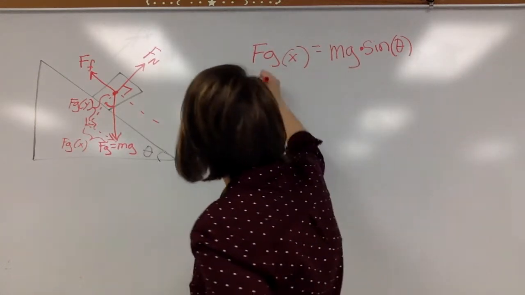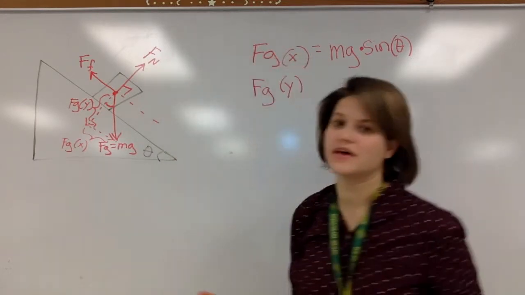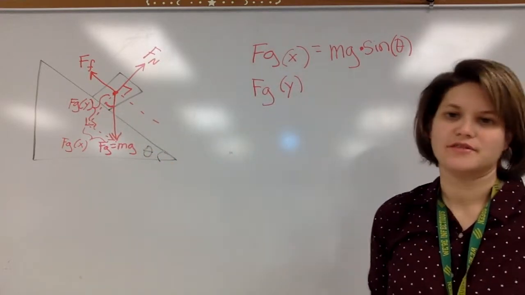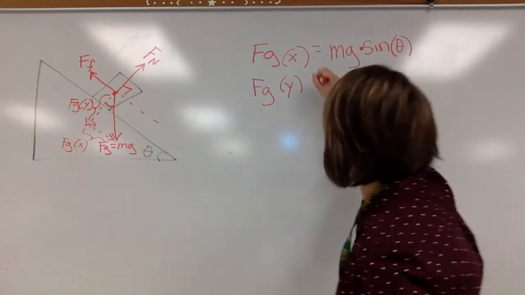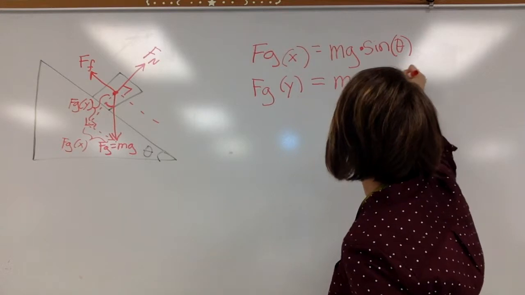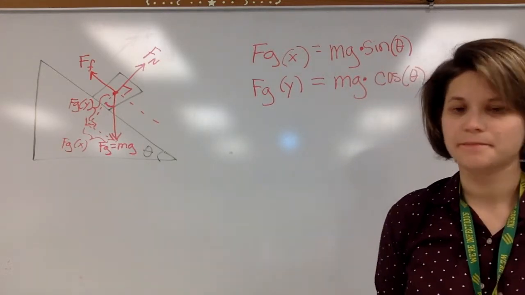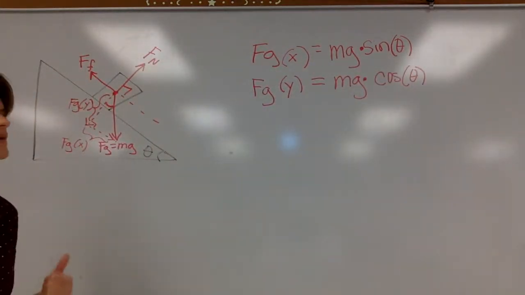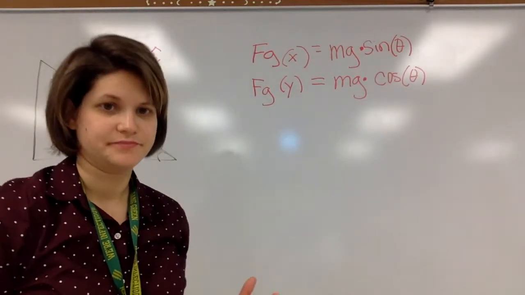Okay, then we've got Fg of y, so the other one. Well, if I'm solving for the adjacent side of the triangle, I'm just going to do the same procedure except use cosine instead of sine. So that's going to be mg times cosine of theta. Good so far? Okay, now the question is, how am I going to figure out these other two forces, normal force and force of friction?